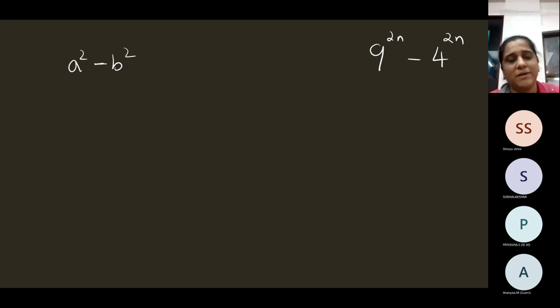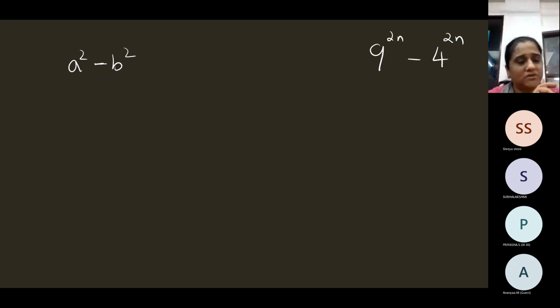It's a difference, and the bases are different, 9 and 4, like a and b. It is a difference, and the power is the same in both and it's even. It's 2n in both. So when you look at this expression and suppose you have to comment on it, you can say all this. The bases are different, 9 and 4, but the powers are the same, 2n, 2n. And it's a difference.